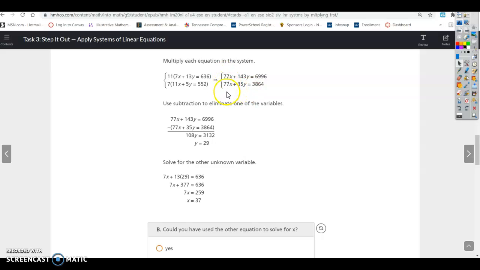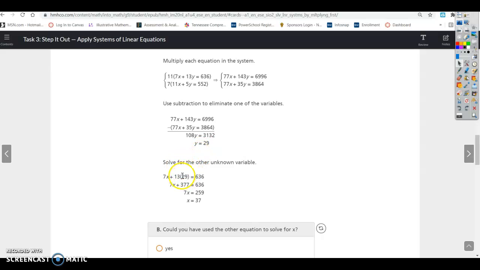All right, so since these are the same, now they're going to subtract one equation from the other. So right here's where you don't want to lose the negative. So you have to distribute this negative all the way across to each term, even on the right side of the equation. Okay? So when you do that, the first x's cancel, and then 143 and 35 give me 108, and then you've got 6,996 minus 3,864, which gives you the 3132. Then divide both sides by 108, y equals 29.